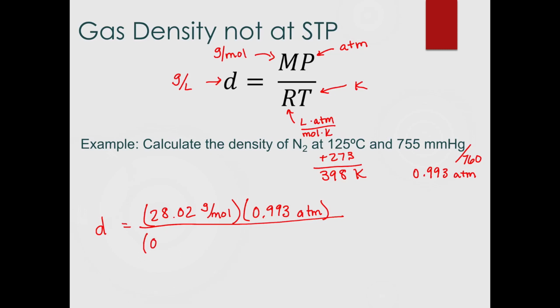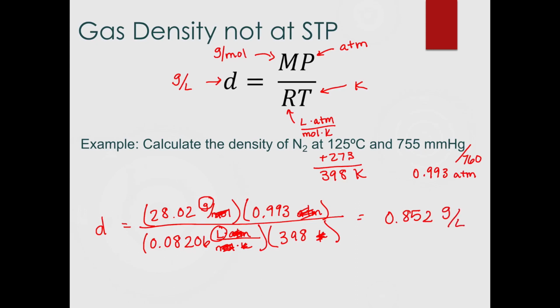per mole, so that's 28.02 grams per mole, multiplied by our pressure in atmospheres, 0.993 atm, over our R value, 0.08206 liters atmospheres over moles Kelvin, times our temperature, and that's 398 Kelvin. So if we look at our units here, moles cancels moles, atmospheres cancels atmospheres, and our kelvins are canceling, so we'll end up with grams per liter as our unit. Okay, so if we multiply and divide all this out, we will get 0.852 grams per liter.